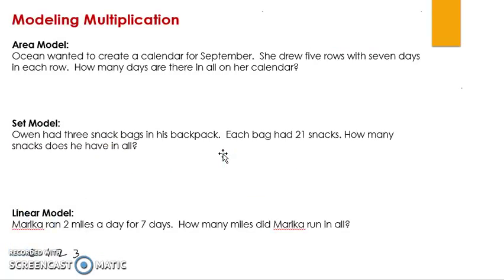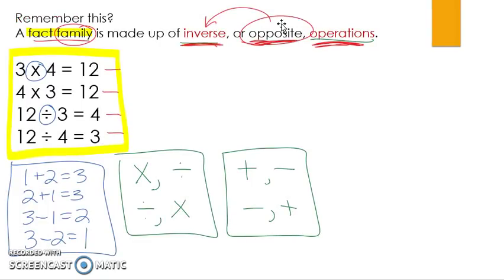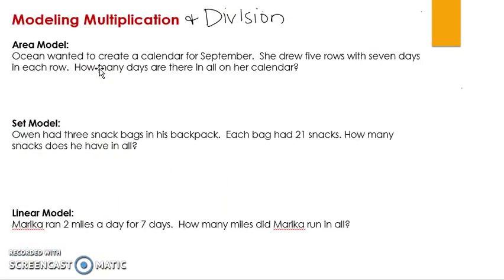We're going to use inverse operations when we model multiplication. And we're actually modeling multiplication and division because we can use inverse operations to check our answers. So if I had a problem that had 3 times 4 equals 12, I could check my answer with 12 divided by 3 equals 4. And if it was correct, then I know my answer is right. We're going to use that idea of inverse operations to check our answers when we use different models here.